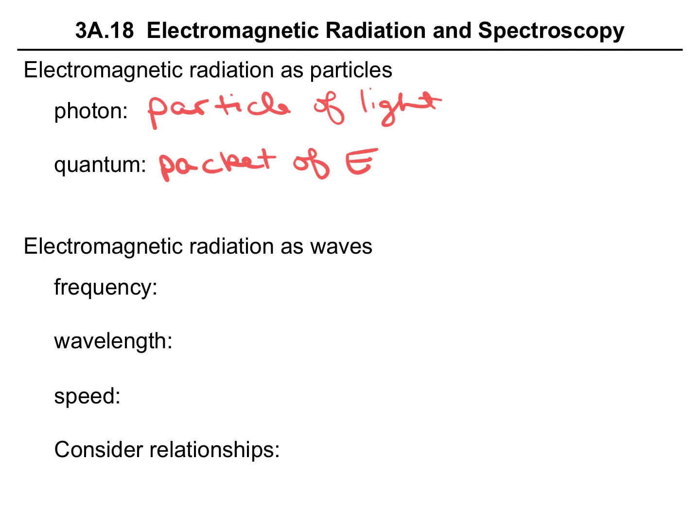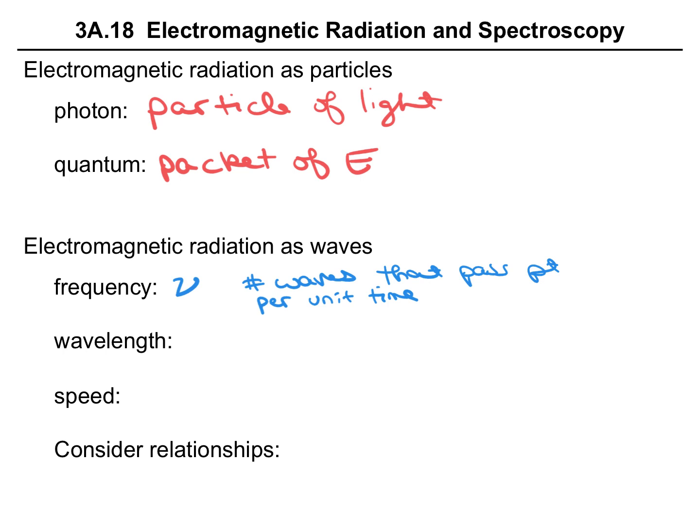On the other hand, we also have to think about electromagnetic radiation as waves. So we need to think about the frequency, the wavelength, and speed, as well as the relationships between those. Frequency is given the symbol nu, the Greek letter nu, and this is defined as the number of waves that pass a point per unit time.